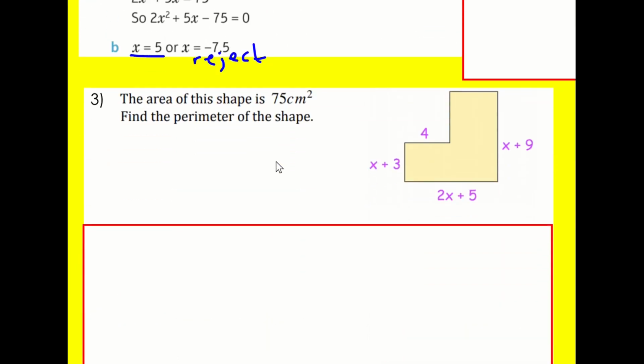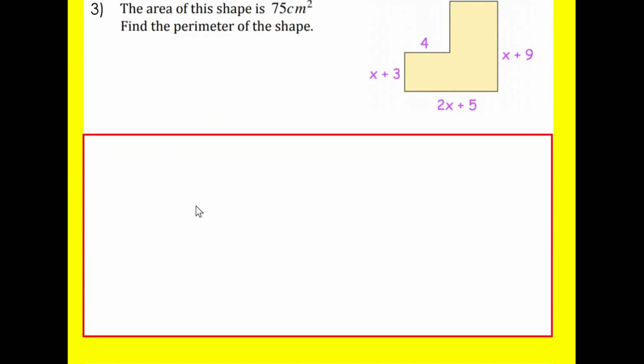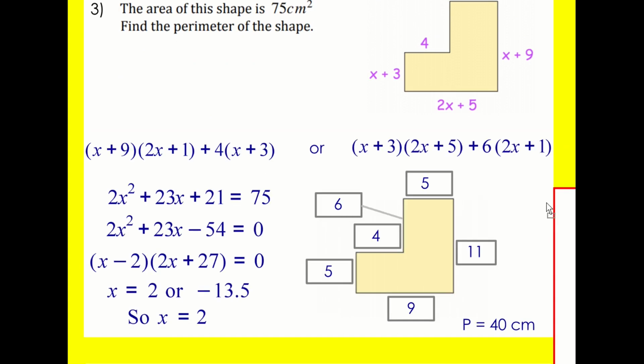Very similar one here. Find the perimeter of the shape. Well, here are two ways that you could do it. Similarly, like splitting it different ways again, and you should get x equals 2. Perimeter is 40.